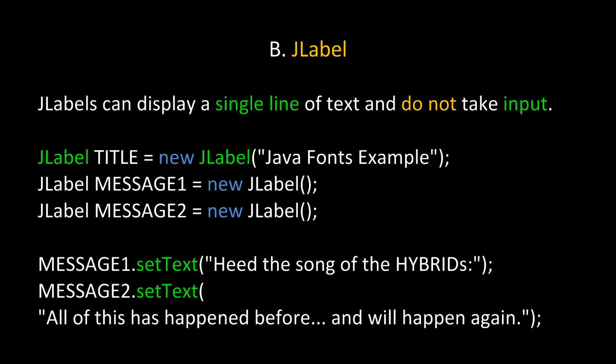The next Swing component we'll examine is the JLabel. JLabels can display a single line of text and do not take input, they only do output. Here in this example, we're declaring JLabels called title, message1, and message2. Notice that in the constructor, if we want to, we can set the default text property on the JLabel. Otherwise, we can also set it with the function setText later after we've instantiated it.